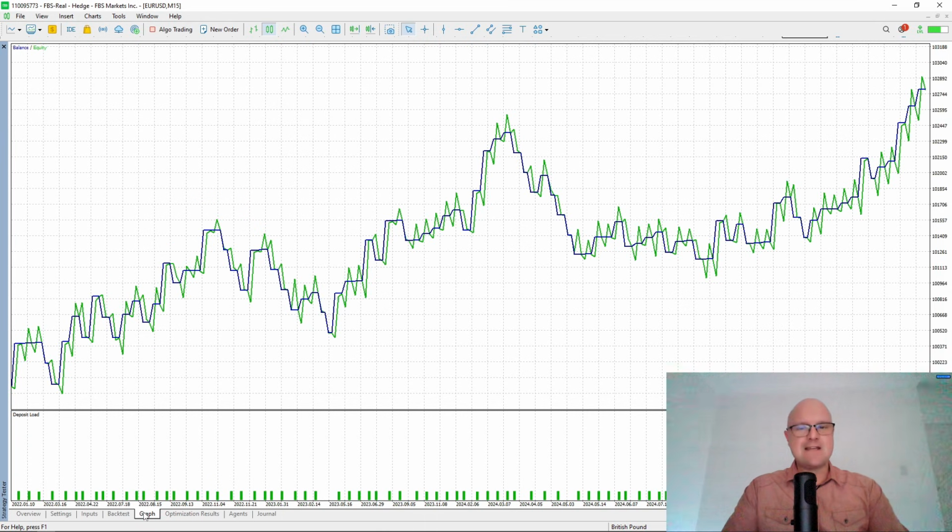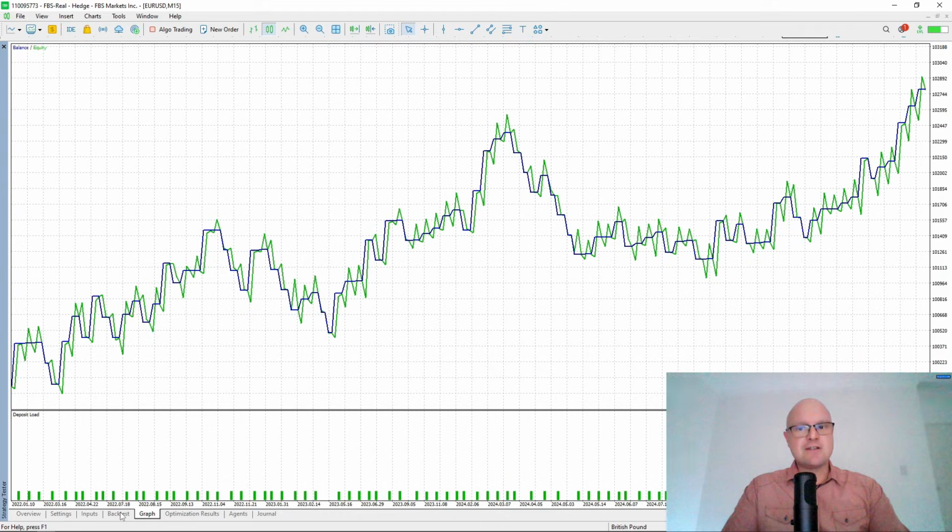So now that we've looked at the main settings, let's look at what a strategy test would have done starting on the 10th of January 2022. And if we look at the graph, there are periods of sideways movement, but overall it's able to generate a very healthy return on a 100k starting balance.